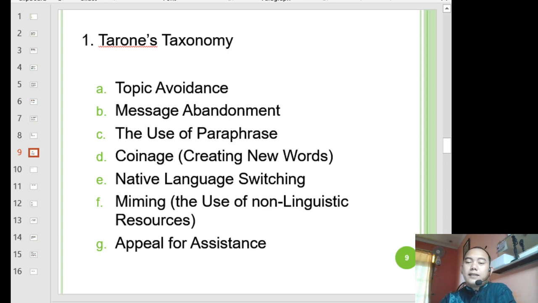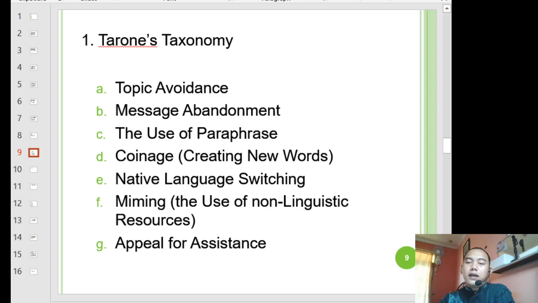And then next, native language switching. Instead of attempting to create a new word with the language target material, a speaker or a learner may decide to simply lift a word from his own native language. Six, miming, the use of non-linguistic resources. The learner often uses non-linguistic resources to make his meaning clearer.